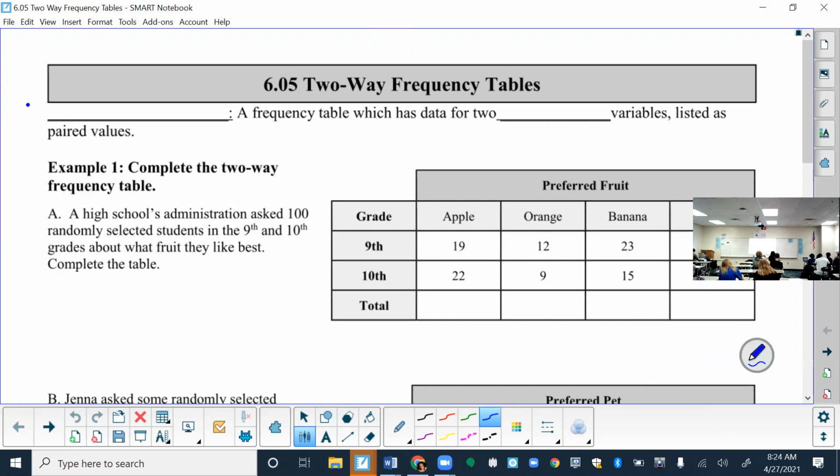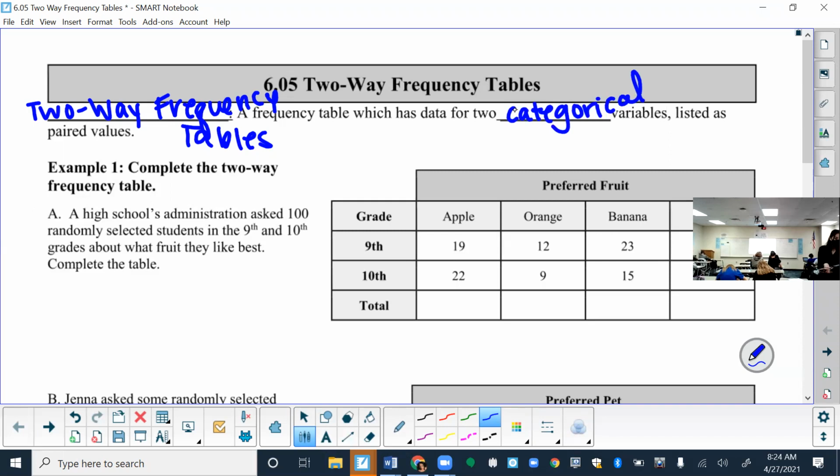All right, so first you need to fill this part in. Two-way frequency tables. They contain data for two categorical variables. Basically two variables which are both categories. And they're listed as paired values. So basically the opposite of numerical data. The only numbers you'll see are the frequencies.